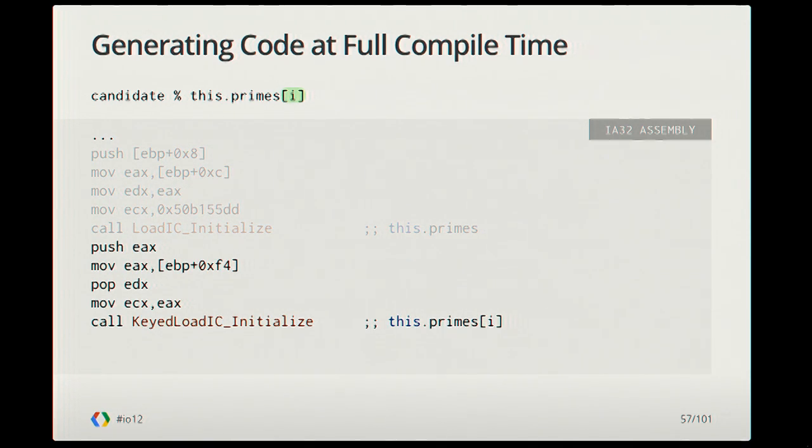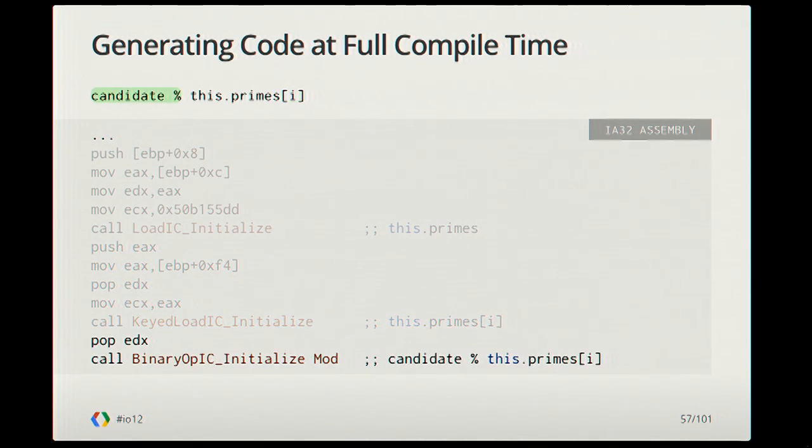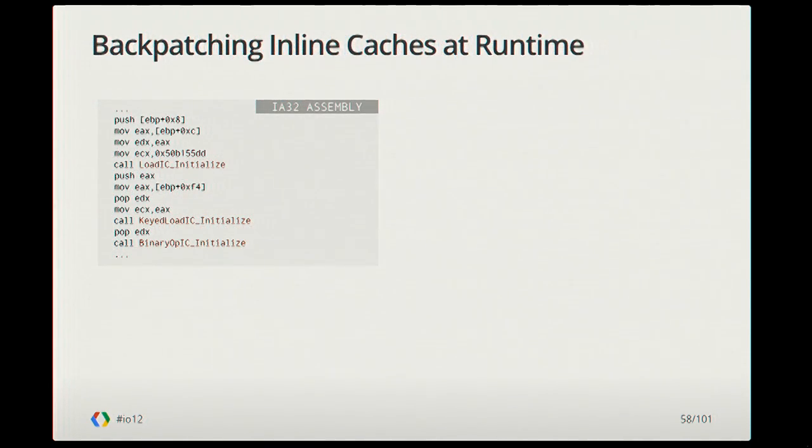Likewise, for the array element access, there's some preparation work, and then a call out to the IC to do the work. And for the mod, the same thing. And the thing to notice here is that initially, the call is to this initialize version of the IC, because we don't know what the types are going to be. We'll only know that at runtime. And this is how it works at runtime. The code on the left here is a small, almost impossible to read version of the code I just showed you.